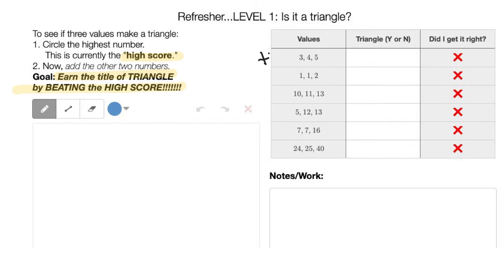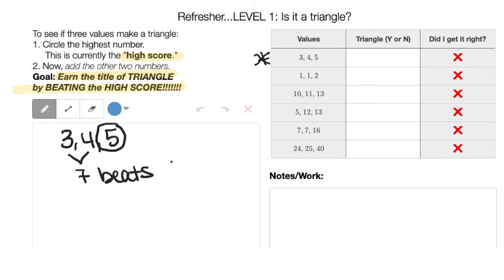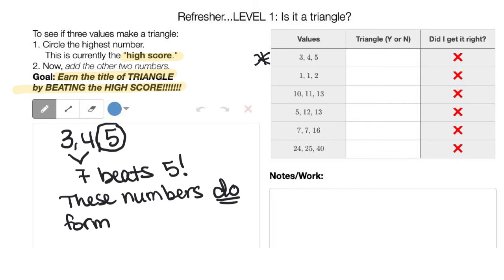So I'm going to take this first example, and we have 3, 4, 5. Right now, 5 is the high score. If I add 3 and 4, I get 7. 7 does beat 5. Okay, it beats the high score. So these numbers do form a triangle. So, yes.